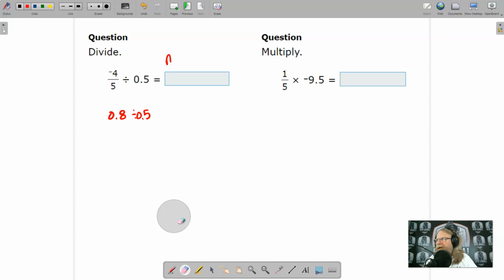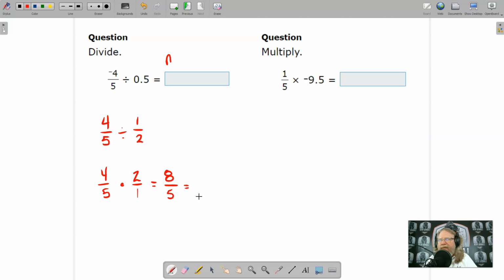Tell you the truth, I kind of like the idea of turning the decimal into a fraction. Let's do 4 over 5, divided by 0.5, which is 1/2. Now let's keep the first, flip the second, and change the sign. 4 times 2 is 8, 5 times 1 is 5. I could put in 8/5. 5 goes into 8 once with a remainder of 3, and my denominator stays as 5.